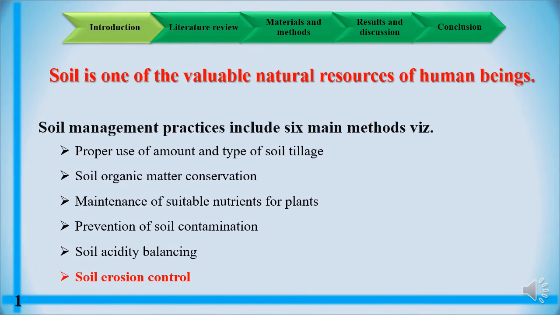As you know, the soil is one of the valuable natural resources of human beings. And in this regard, different soil management practices are suggested that mainly include 6 methods: a proper use of amount and type of soil tillage, soil organic matter conservation, maintenance of suitable nutrients for plants, prevention of soil contamination, soil acidity balancing, and soil erosion control. That is the focus of our study.